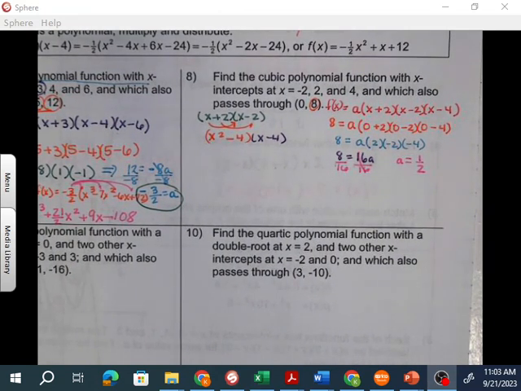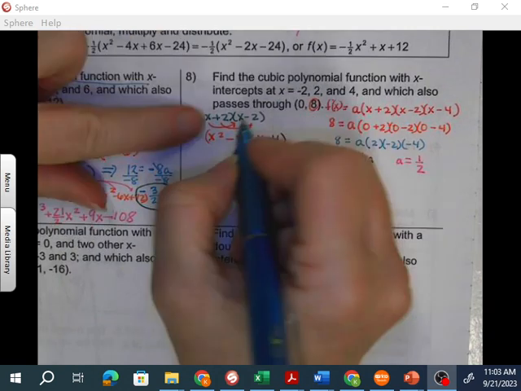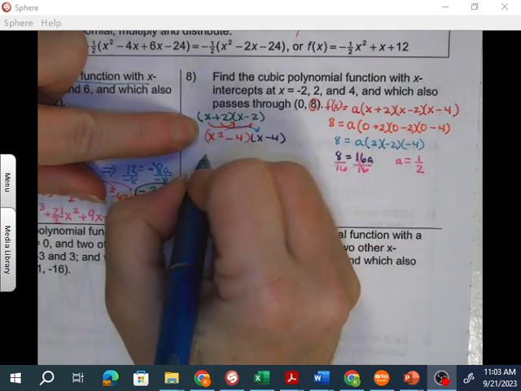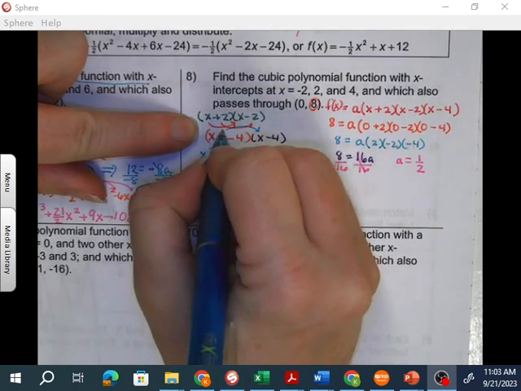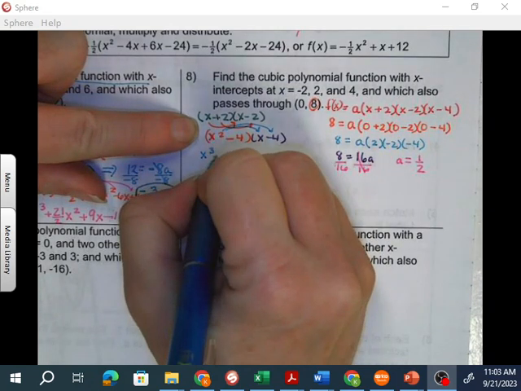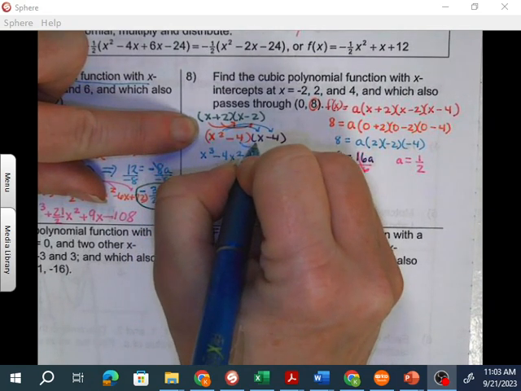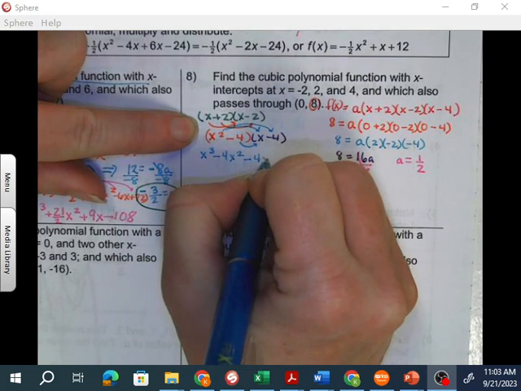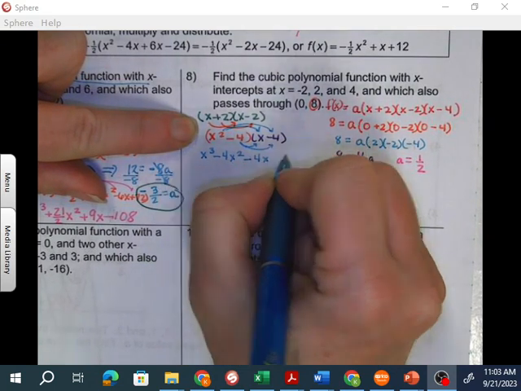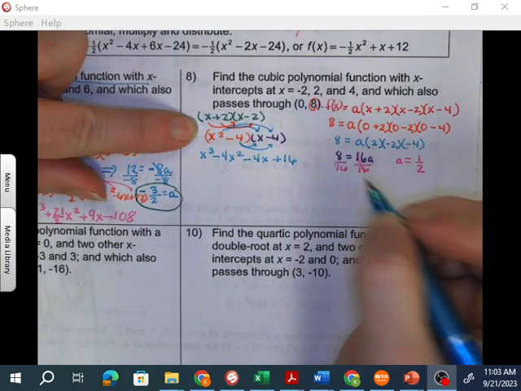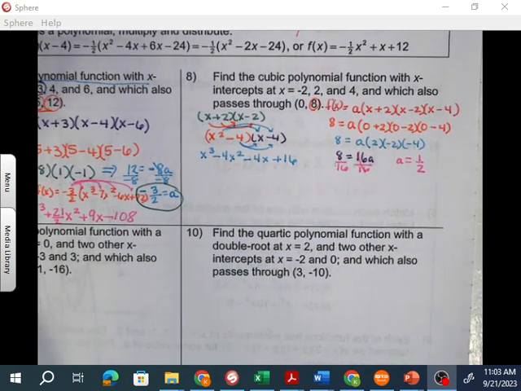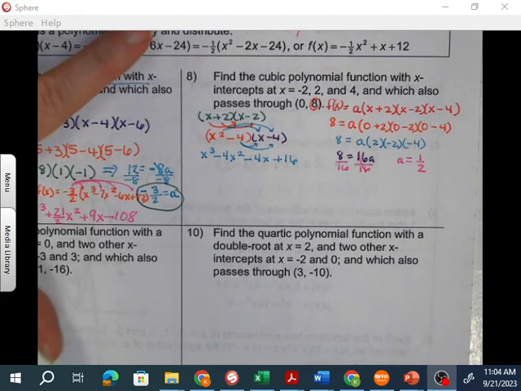All right, so now I'm multiplying out x squared times x, that's x cubed. X squared times negative 4 is negative 4x squared. Negative 4 times x is negative 4x. Negative 4 times negative 4 is plus 16. There are no like terms, so that's my polynomial without the coefficient in front.